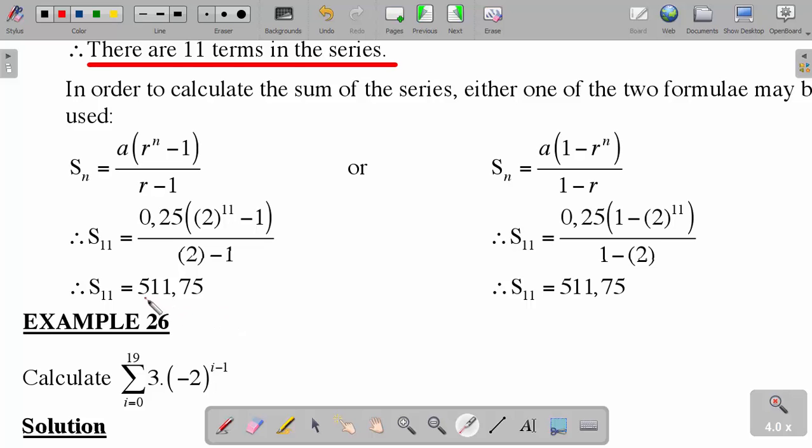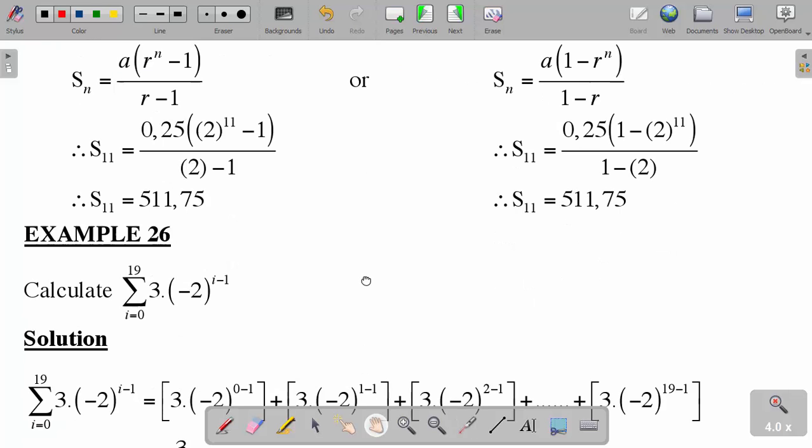So if I simplify this, I'm going to get my answer as S11 equals 511,75. So the same method on this side, the other method on this side also works out. As you can see, here I'm saying 1 minus r power n, my n is 11, divided by 1 minus 2, and I still get the same answer, 511,75.